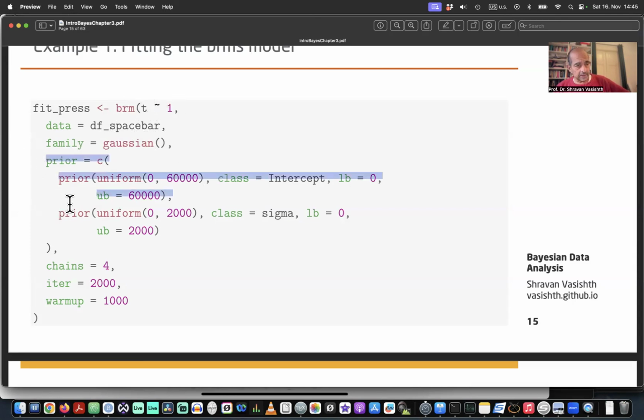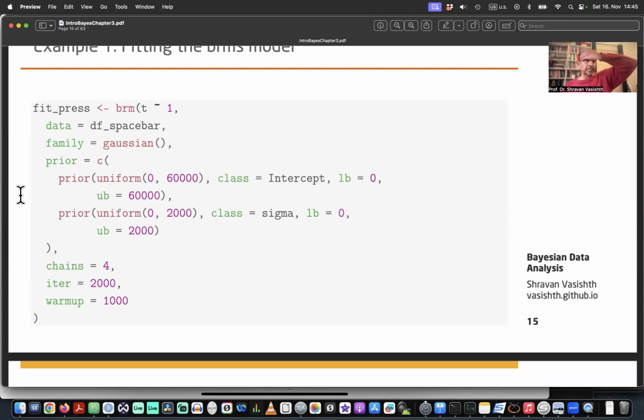What's new here is the prior specification. Those are the two priors I just mentioned. Notice that I have to define a lower bound of 0 here, LB equal to 0, in the syntax when I'm defining the priors for the intercept and for sigma. Here's the prior for the intercept, here's the prior for the sigma. And even though I write the prior to be a uniform bounded from below and above by 0 and 60,000, I still have to write the lower and upper bound separately inside this prior function.